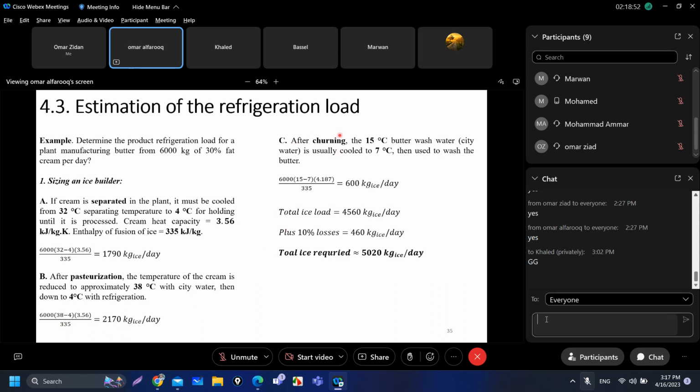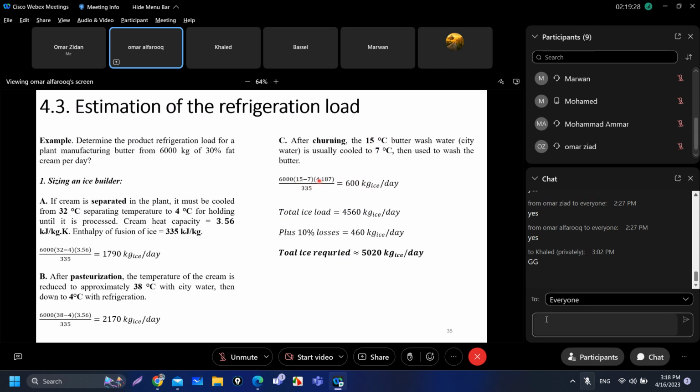After churning, which is the process I just showed in the video, the agitation or rotation process where we convert the cream into butter, comes the 15-degree butter wash water. You remember he washed it with icy water. This icy water is usually cooled from 15 to 7 degrees to splash it on the butter.